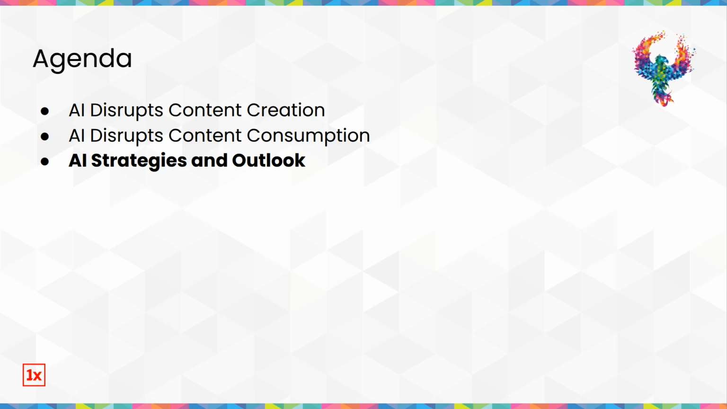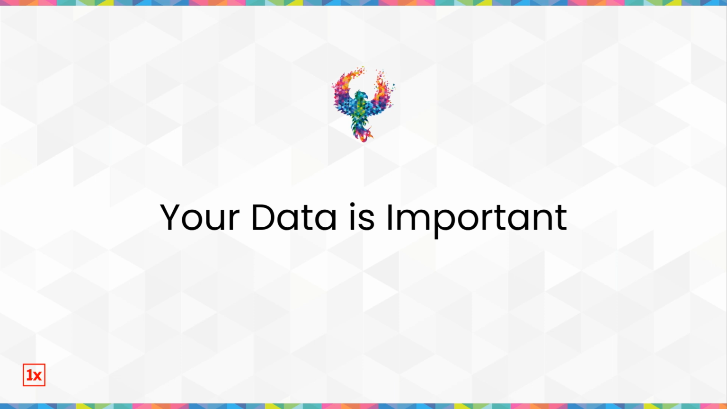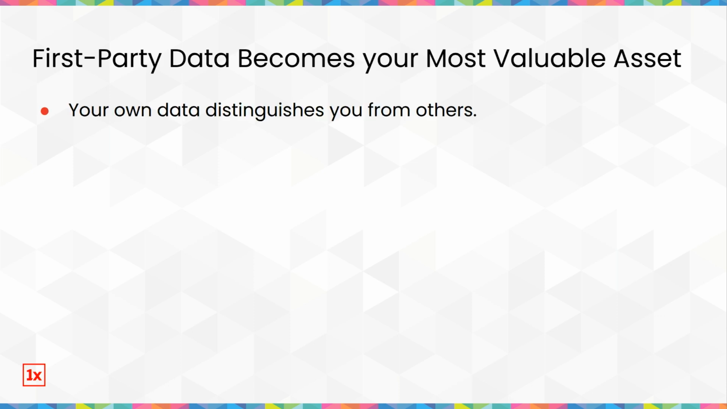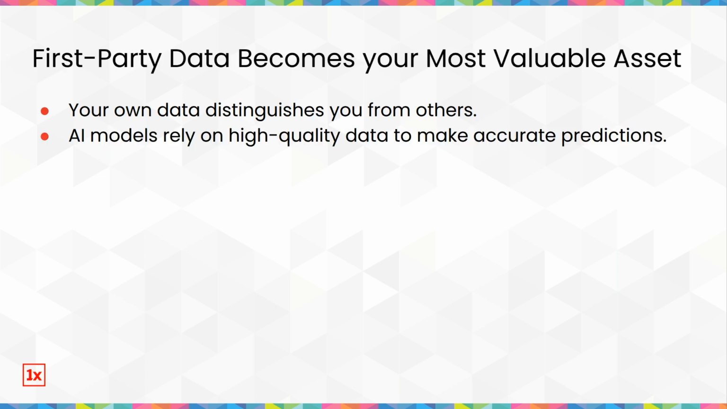All right. Let's wrap it up in strategies and outlook, and then we come to Q&A. First thing is, your data is important. Because first-party data, that's yours. That's not yet remixed. And that is what sets you apart from others, because that's yours. If you have anything that is your own, that's valuable. And AI models need high-quality data to make accurate predictions. So your data needs to be governed really well.